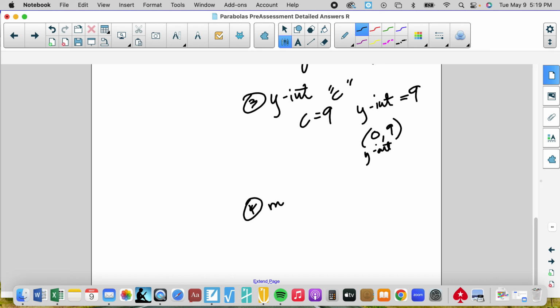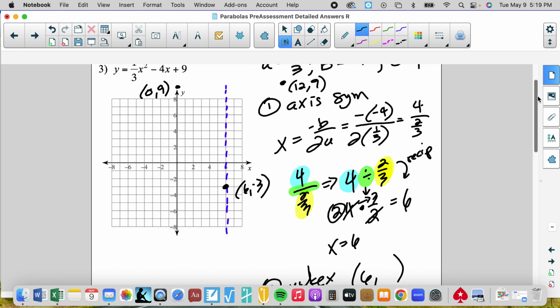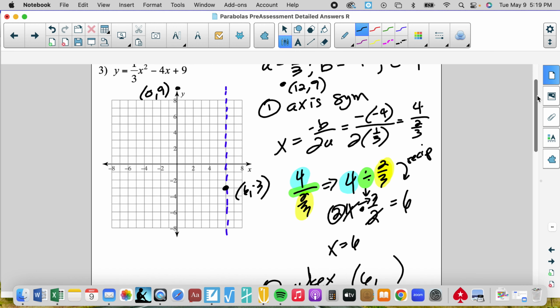For the 4th point, I'm going to pick an x. What x values are available? 0 I've used, and 6. Now, I can do 1, but understand it's going to be in this area here. I can also do one that is closer to the vertex. So I could do 5 or 4.